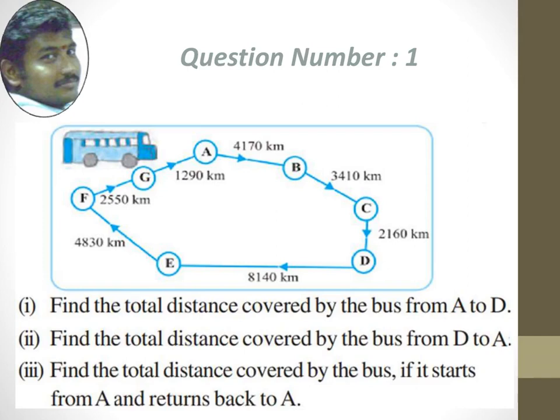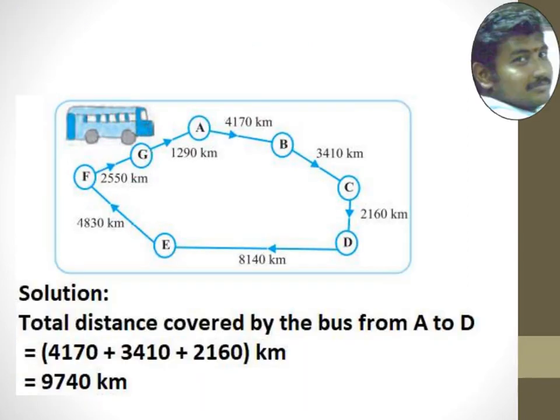Okay, let us see the questions. See the diagram and question number 1. Find the total distance covered by the bus from A to D. Place A to place D. The next one is place D to A. Then the third one is from A to A again. Start from A and reach A. The total distance we need to find out.